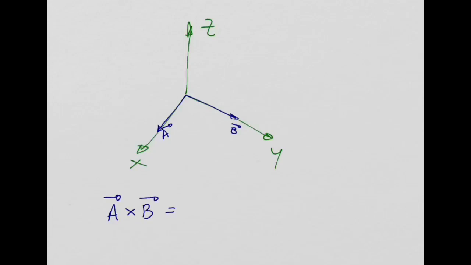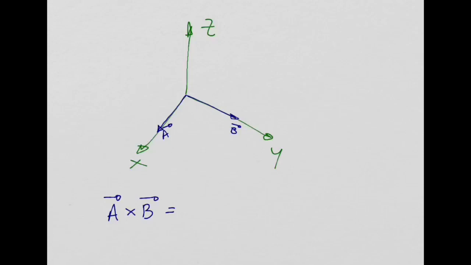The result needs to be a vector which is perpendicular to A and B. In this case, it needs to be a vector that is coincident with the Z direction, right? Look, A is the X direction, B is the Y direction. So a vector that is perpendicular to the X and Y directions needs to be a vector in the Z direction. Agree with me? So let's see if that is the case.